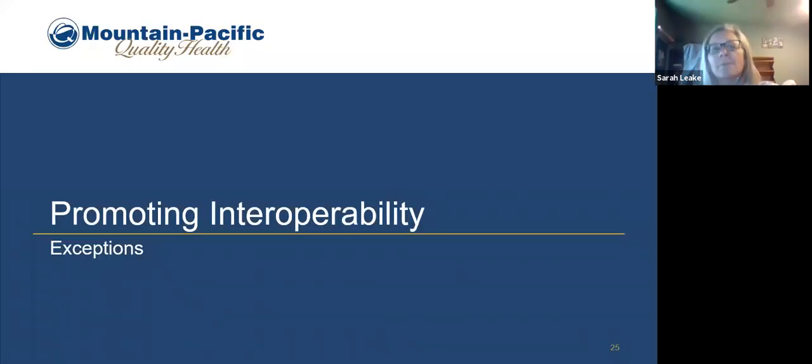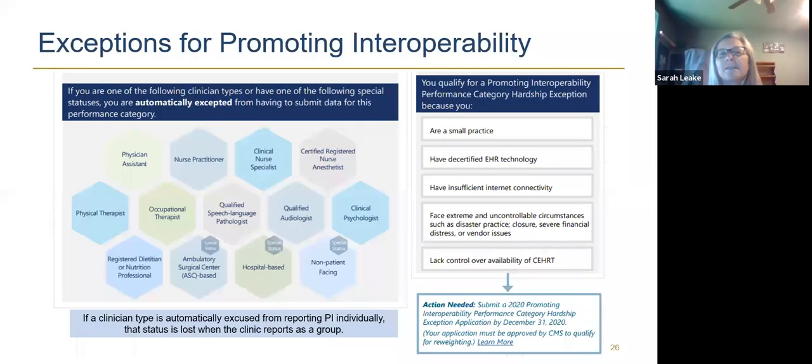So, promoting interoperability exceptions. We're going to talk about the exceptions, and this would be exceptions based on the promoting interoperability category in general. Some clinicians can be excepted from promoting interoperability automatically, or you could do that by request. On the left-hand side is a list of those clinicians that will be automatically excepted, and that's based on special statuses or their clinician type. These clinicians will not need to submit a promoting interoperability hardship exception application.